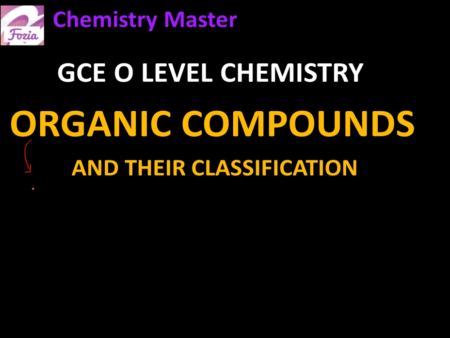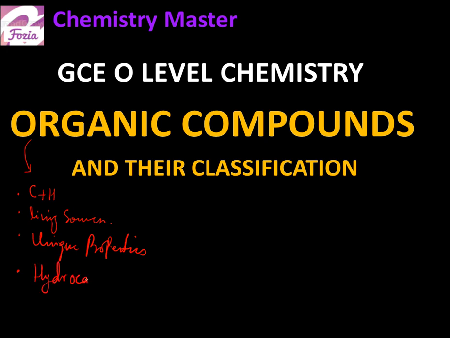Organic compounds are made up of carbon and hydrogen and are derived from living sources, and they have unique properties. Structurally they are called hydrocarbons, which defines their composition. And let me remind you, carbon is very unique in these compounds, and there are a few exceptions which exclude carbon dioxide, carbon monoxide, carbonates, bicarbonates, and carbides from this definition.